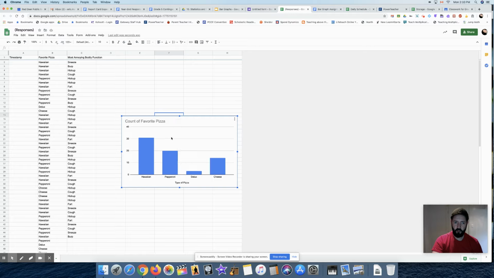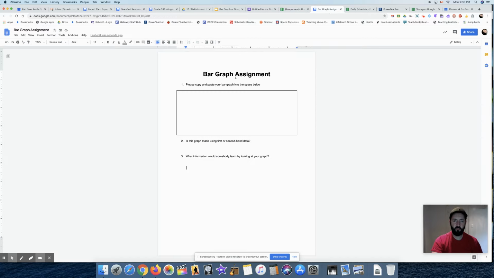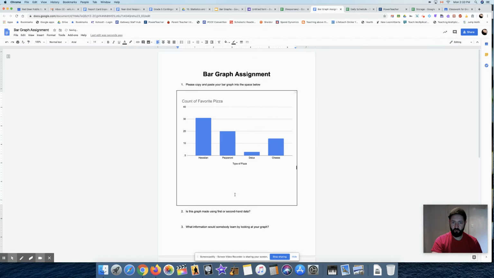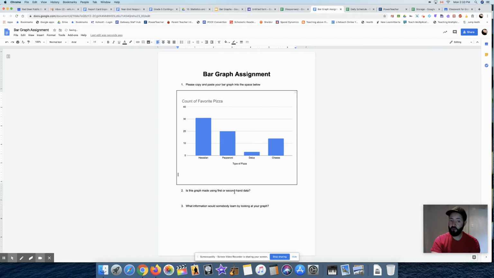You know what? You can't do that. So if you click on it, and the graph is highlighted, hit Command C or Control C, then go over to your assignment, click inside of this square here and hit Control V. Then it'll link to spreadsheet. There. So I've just pasted my graph into that, and that's what you're supposed to do for your assignment.